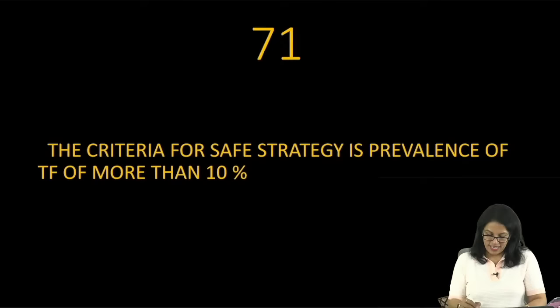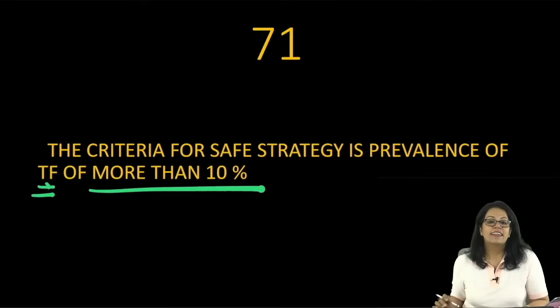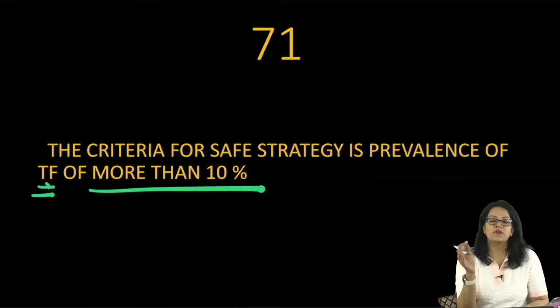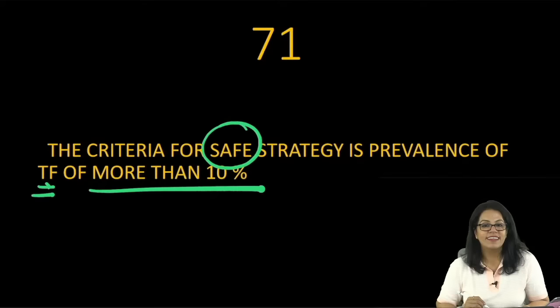Okay, next point. The criteria for SAFE strategy is prevalence of TF, that is trachomatous follicles, of more than 10%. You all know what is SAFE strategy. Even recently, I think last year only, this has been asked in INI-CET. SAFE strategy is a WHO program to control trachoma in a community. S is surgery, then antibiotics, facial hygiene, environmental cleanliness.